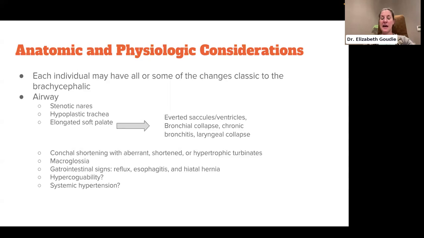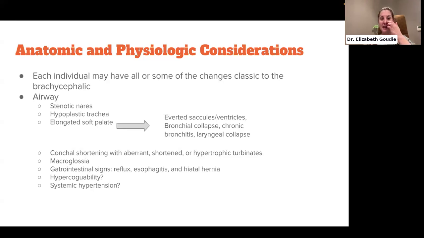Obviously, to go along with that are the gastrointestinal signs. And again, chicken or the egg: whether these patients have GI abnormalities already present because of their congenital abnormalities, going along with their disc disease and all of their other abnormalities that they have a genetic predisposition to, or is it the negative pressure that causes a hiatal hernia and esophagitis and reflux to be occurring all the time?